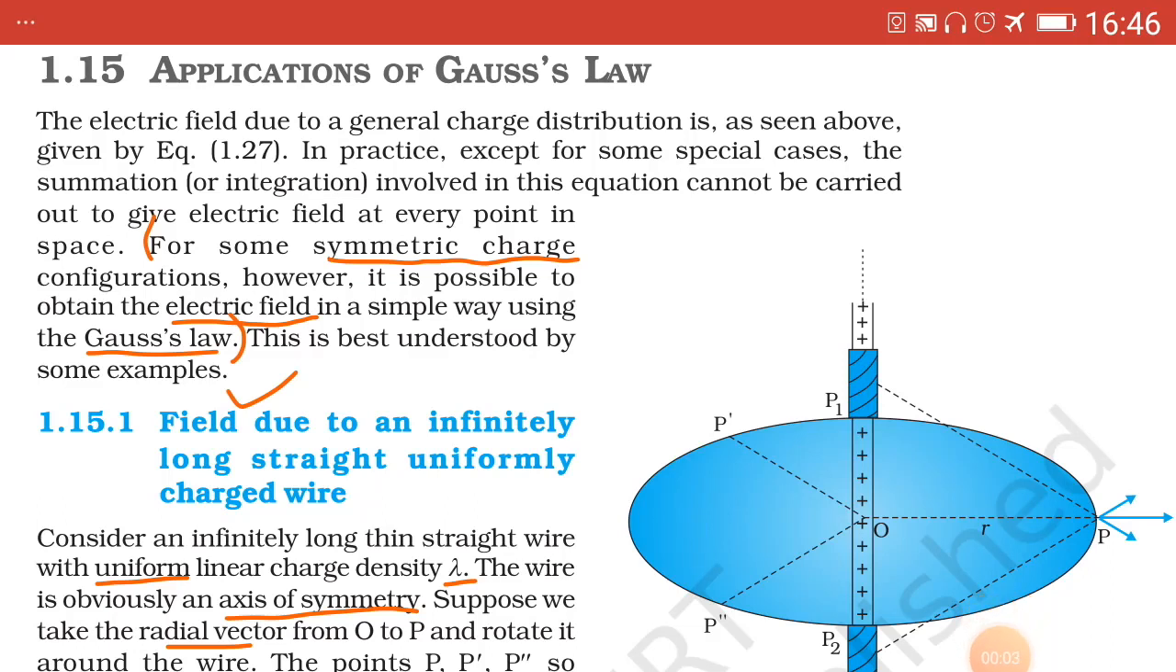Hello students, last time we had discussed continuous charge distribution and Gauss's law. Note down a few questions based on those topics. I dictate to you. Question number 1.